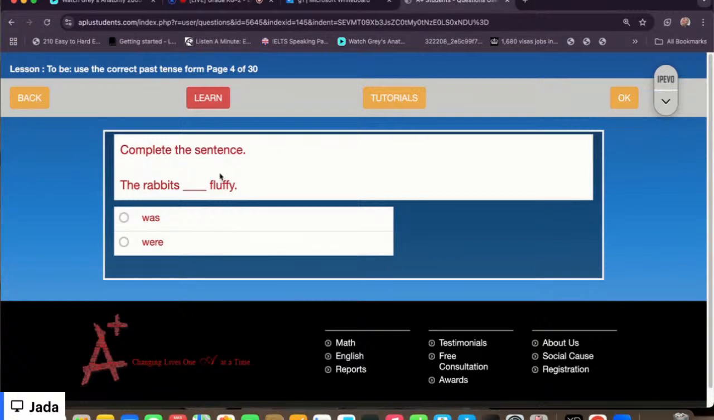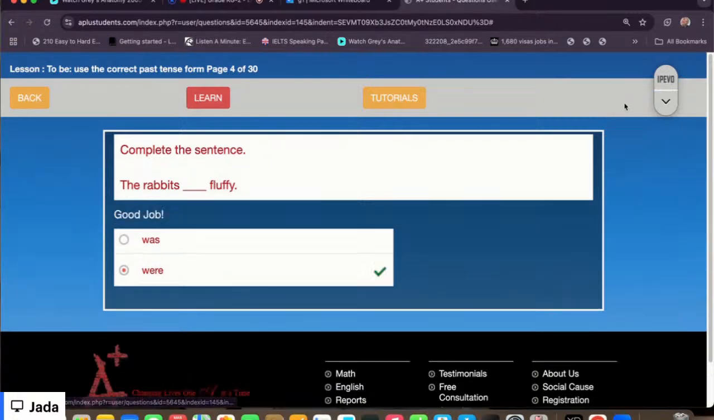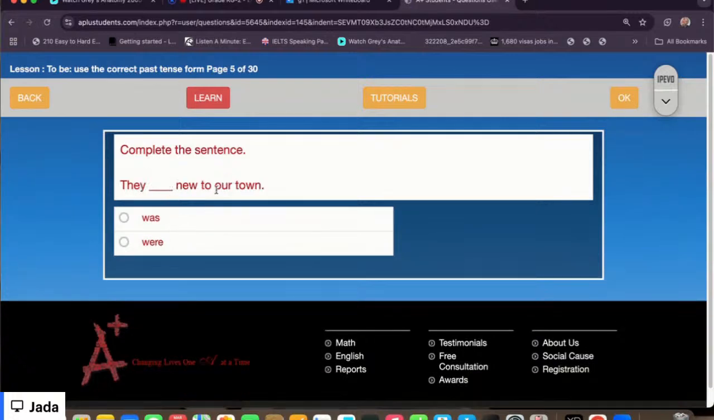And so we will say the rabbits were. Okay, good. The rabbits were because it's in plural. The rabbits were. Okay, so we have they dash new to our town. They was or they were. What do you think?